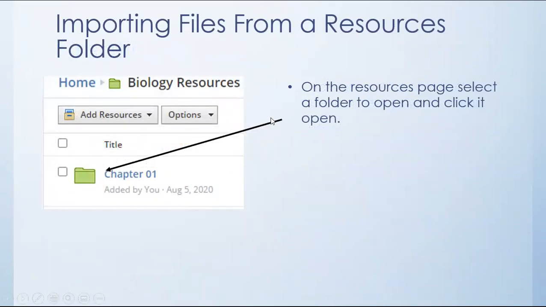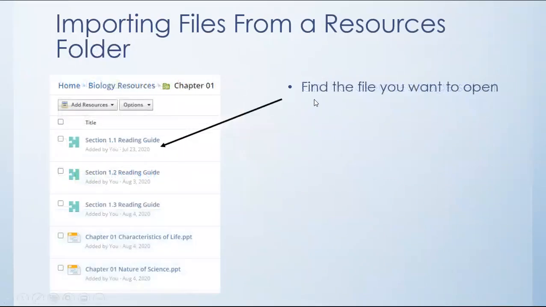All right, how to import files from a resources folder. What you have to do is you go to the resources, you go to the home, you click on the folder that has all of your resource items present, and open the folder that has the resource item that you're interested in adding to your class. When you open that folder, you'll find a list of all the items that you've put in that folder. So here's a portion of the items that I've put in my Chapter 1 of the Biology Resources folder. So you find the file you want to open.